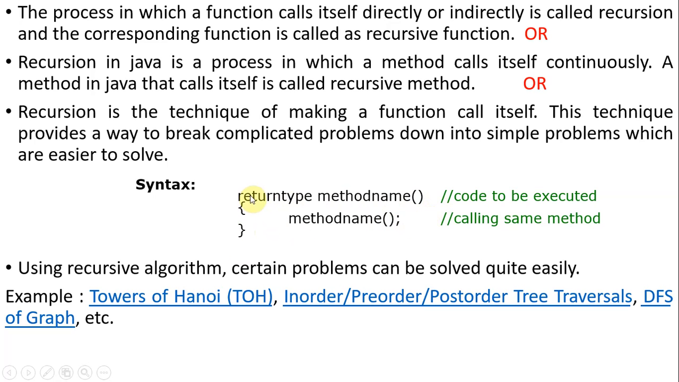So in the method braces, we have code. In that code, if you specify the same method name, that is nothing but a method call. So this is the code for the method. If one of the statements is calling a method, that is called a recursion process, and this method is called a recursive method. So return type, method name, code of the method. In that code we have a statement like a method call, calling the same method. This is called the syntax for recursion.